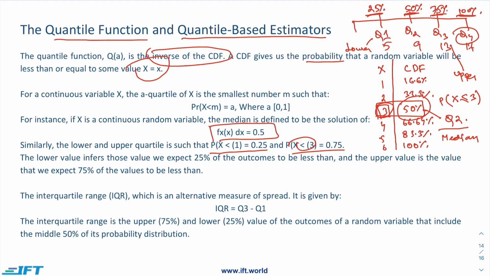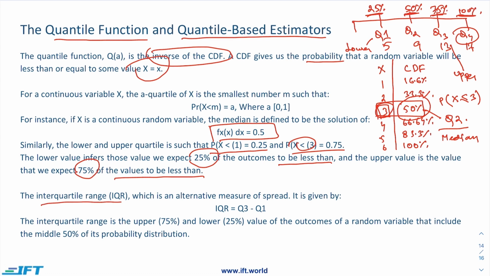Now the lower value of 25% infers that we expect 25% of the outcomes to be less than that particular value. On the other hand, the upper value is the value that we expect 75% of values to be less than. Then we have another concept of interquartile range.